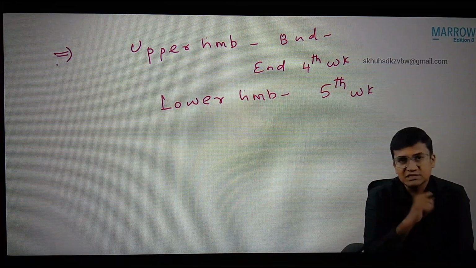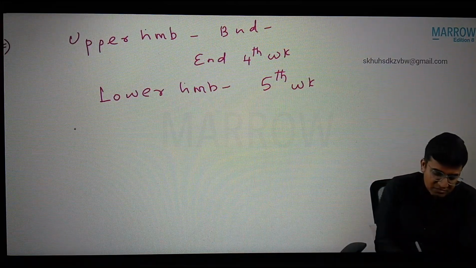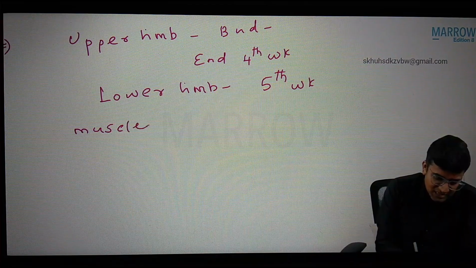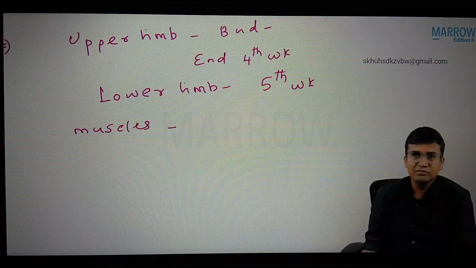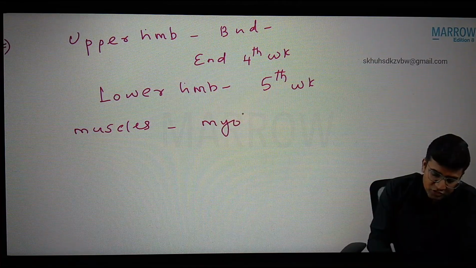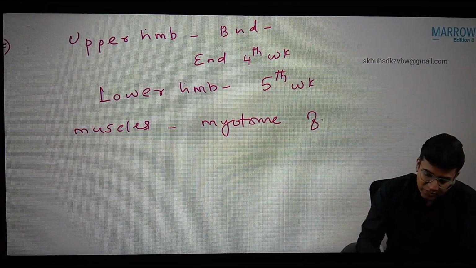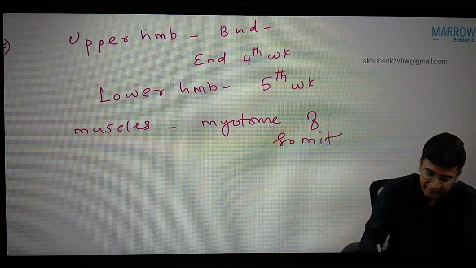Next, what about the muscles? The skeletal muscles of upper limb and muscles of lower limb are coming from the myotome of the somites. Myotome of the somites.